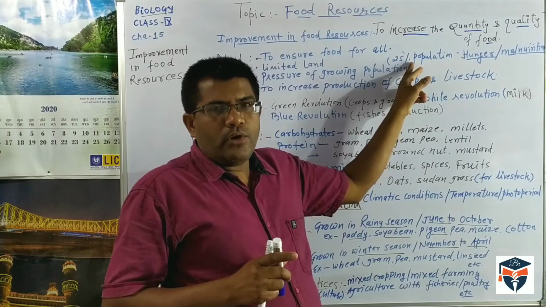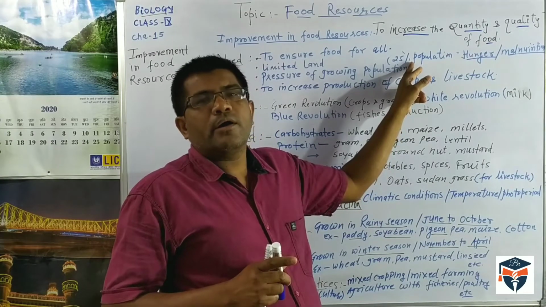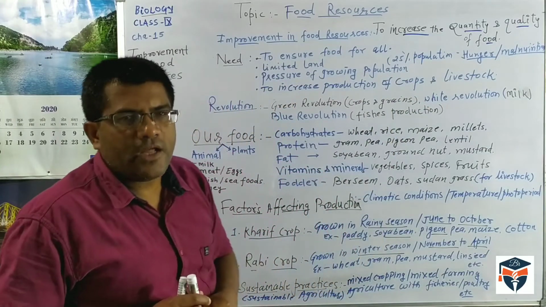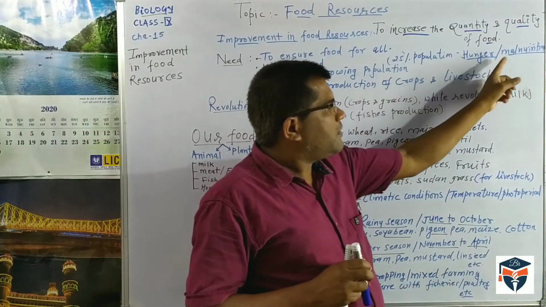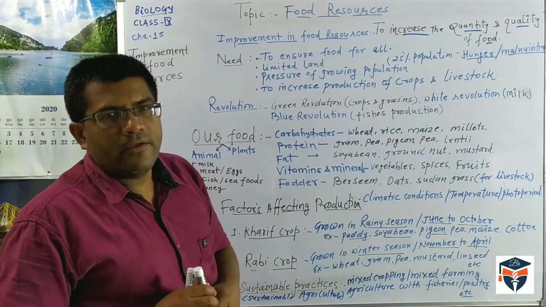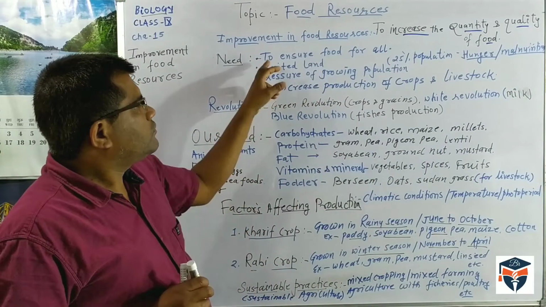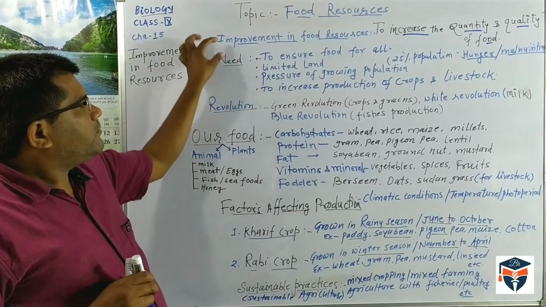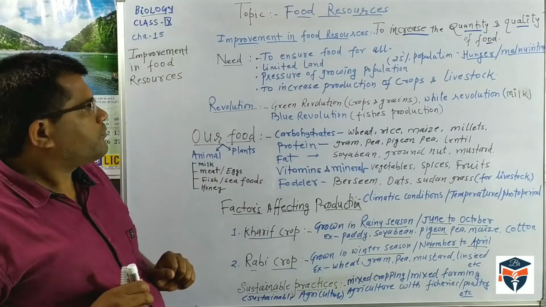According to the World Hunger Index, about 25% of the population of the world is suffering from hunger and malnutrition today. So enough food should be produced to ensure food for all, so that improvement is required.